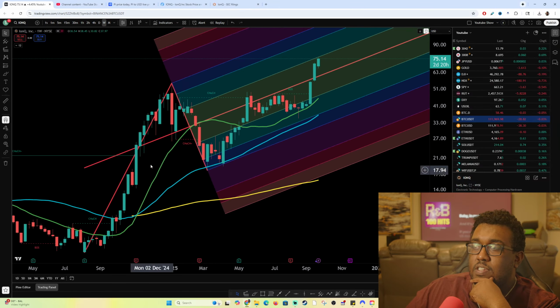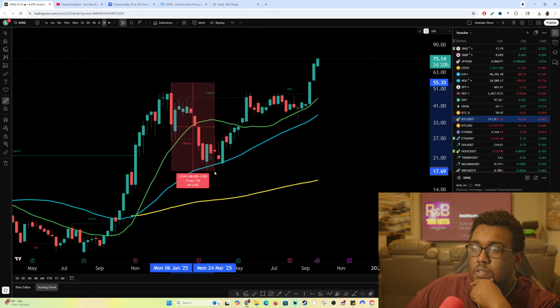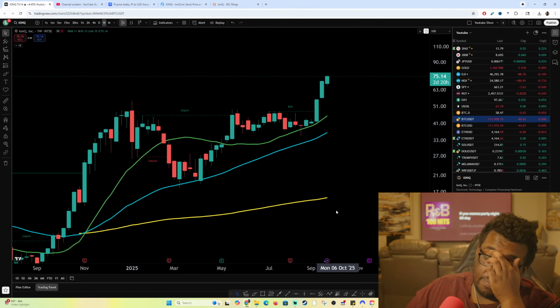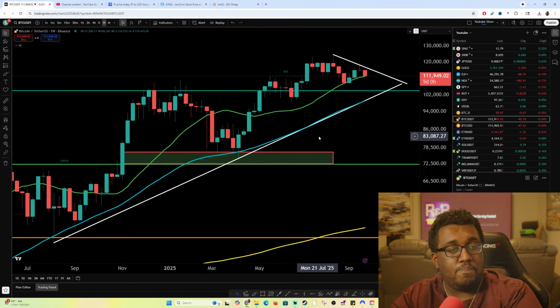And you can see the volatility. You may not think it, but look at this. That was a 70% move down. That's basically a cryptocurrency right there.